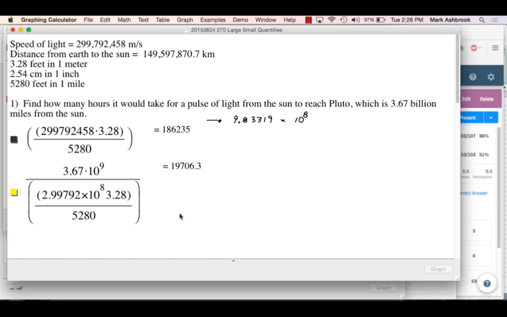So now I started a new command line. And I took 3.6 times 10 to the 9th and divided it by that thing that we had before. What would this mean? Talk.